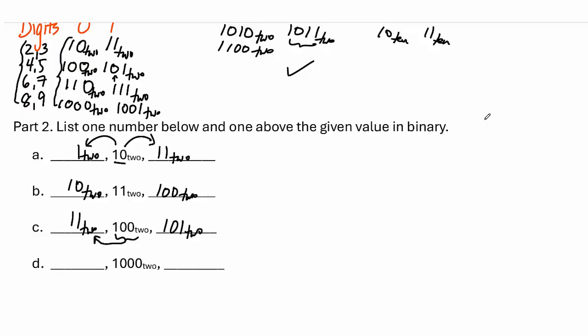All right, let's look at part D. If you want to, you can pause the video and see if you can figure out what comes before and after 1000 in base 2. So if you think about 1000 in base 10, right before that is the highest 3-digit number in base 10. But what's the highest 3-digit number in base 2? That's going to be 111 in base 2. What comes after 1000 is always going to be 1001 in any number system.